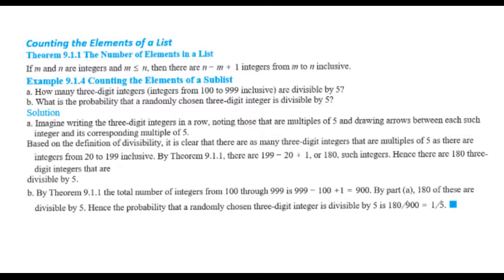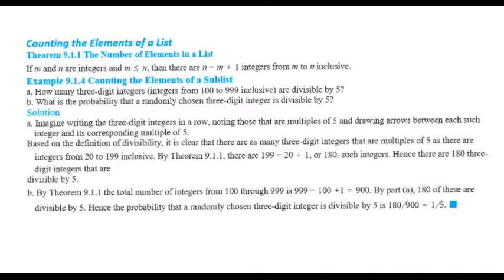So first we calculate the cardinality of the sample space, which is the total possible number of ways that we can find a three-digit integer. So the three-digit integer is an integer from 100 to 999 inclusive. So we have a total of 999 minus 100 plus 1, which is 900 different three-digit integers. Here we use theorem 9.1.1 to find the cardinality of the sample set.